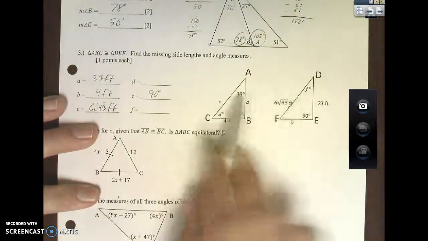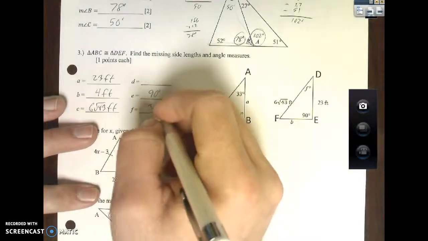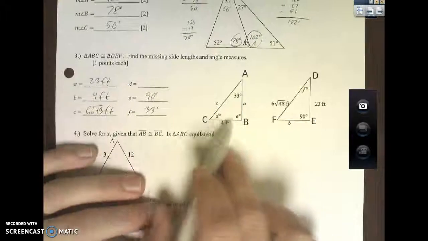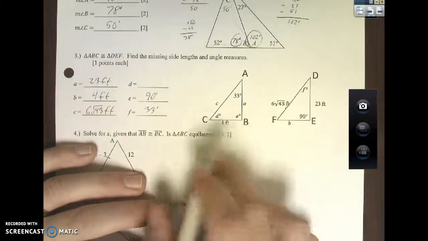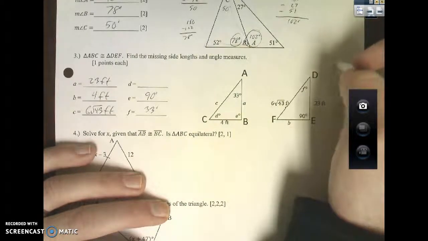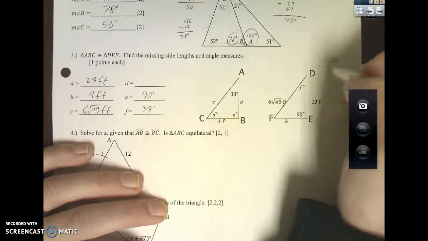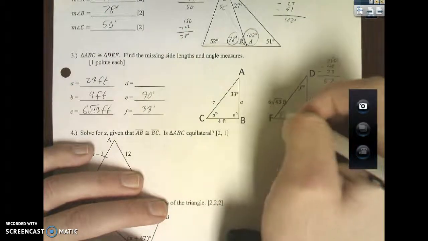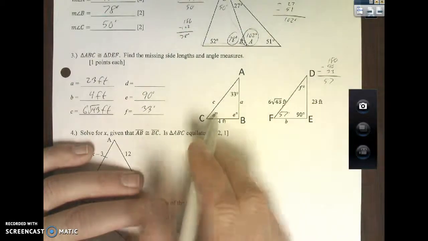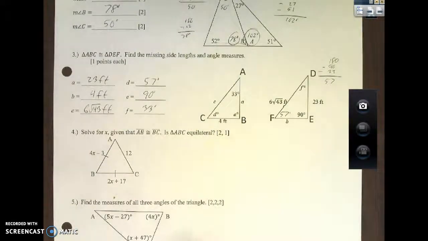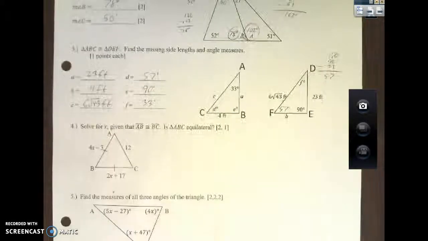And F matches up with angle A, which is 33. Alright, now I want to find angle D, or angle C and angle F. So I know these two are 33 and 90 respectively. So I can do 180 minus 90 minus 33. And if I do all that, I should get 57 degrees, which is going to give me this little angle right down here, which therefore means angle D is also 57 degrees. Okay? So a little bit of sleuthing, and we end up with the correct answer.